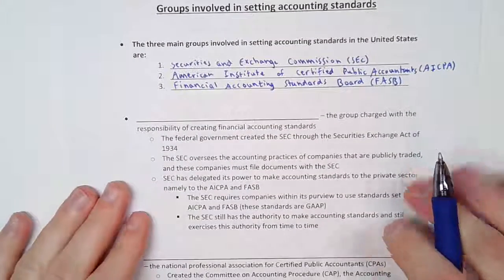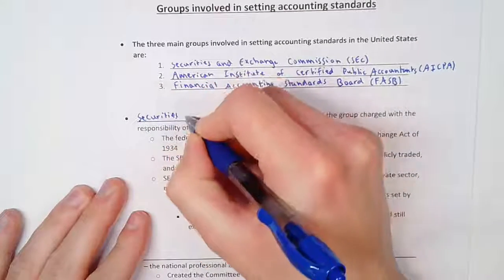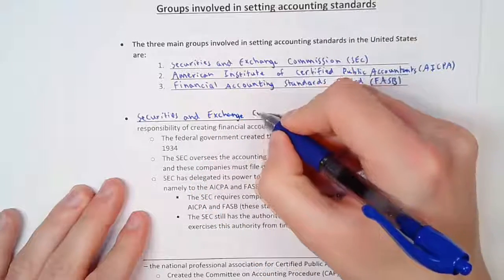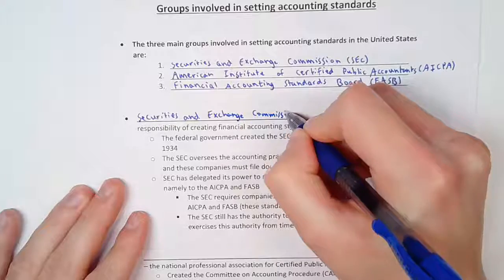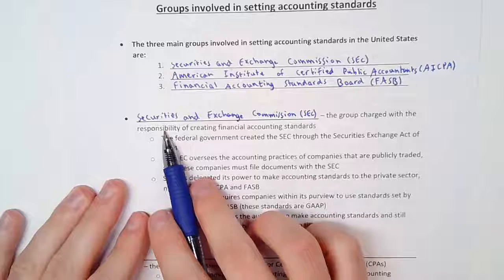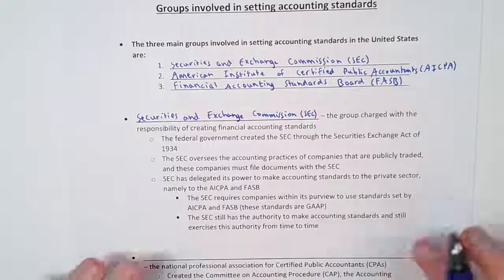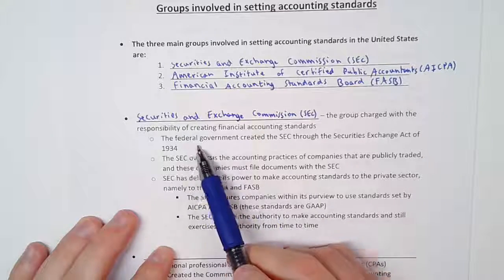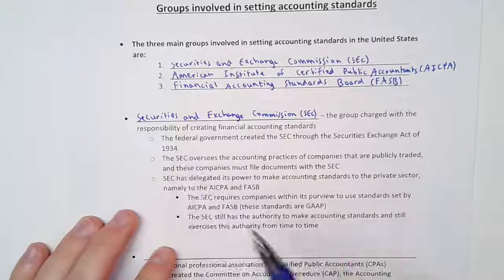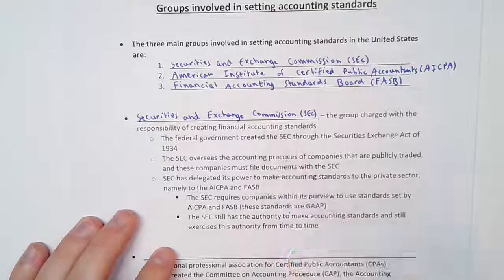Okay, the first one up is the Securities and Exchange Commission. So again, Securities and Exchange Commission, also known as the SEC. So this is the group charged with the responsibility of creating financial accounting standards. Basically what happened with the SEC was that the federal government created this organization through the Securities Exchange Act of 1934. And the federal government said, you're going to go ahead and create financial accounting standards.